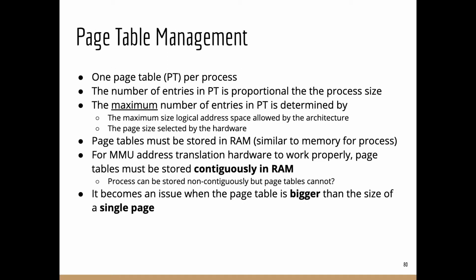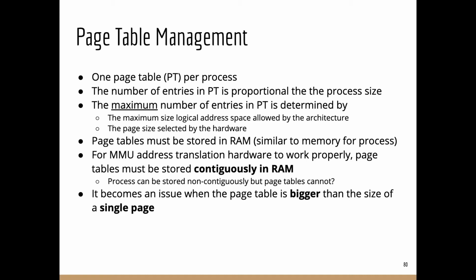Let's refresh your memory about page tables. Each process will be associated with one page table, and the number of entries in the page table of that process is proportional to the process size. But there's a limit. The maximum number of entries in the page table is determined by the maximum size of the logical address space and also by the page size selected by the hardware. As you increase the page size, the number of pages will go down. But if you decrease the page size, then you will see more pages.